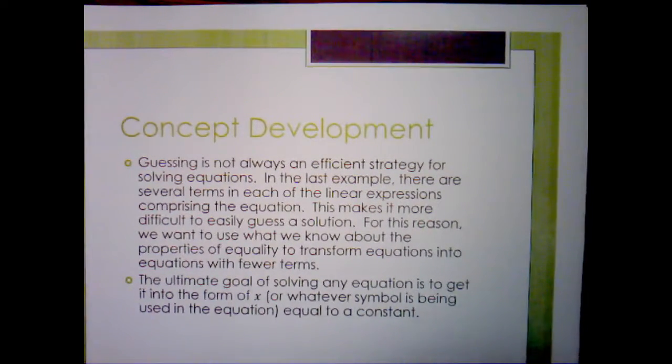Now we could guess some values, plug them in and see if they work, but if we don't guess close to the right answer from the start, we could be guessing for a long time. In the last example, there are several terms in each of the linear expressions comprising the equation. This makes it more difficult to easily guess a solution. For this reason, we want to use what we know about the properties of equality to transform equations into equations with fewer terms. Essentially, that means we want to solve it, so we know exactly what it is.